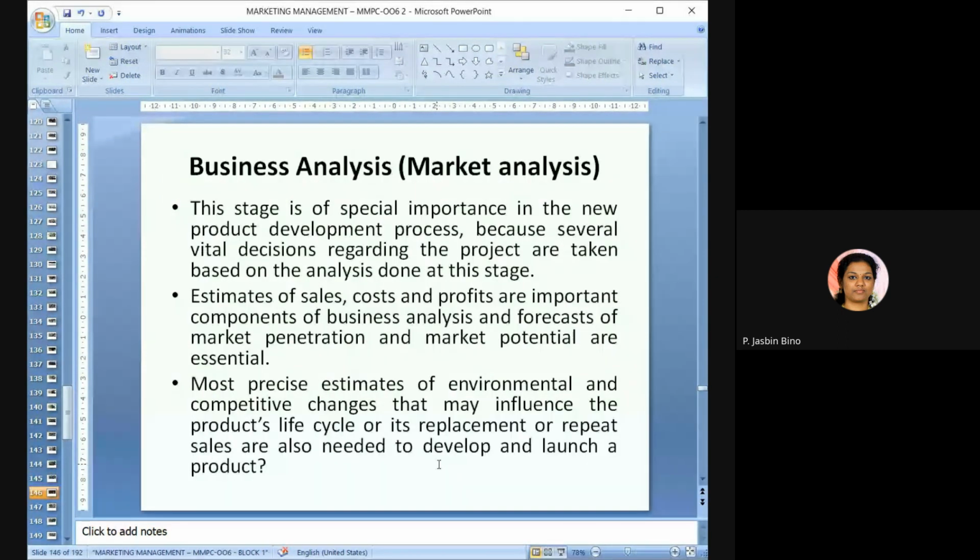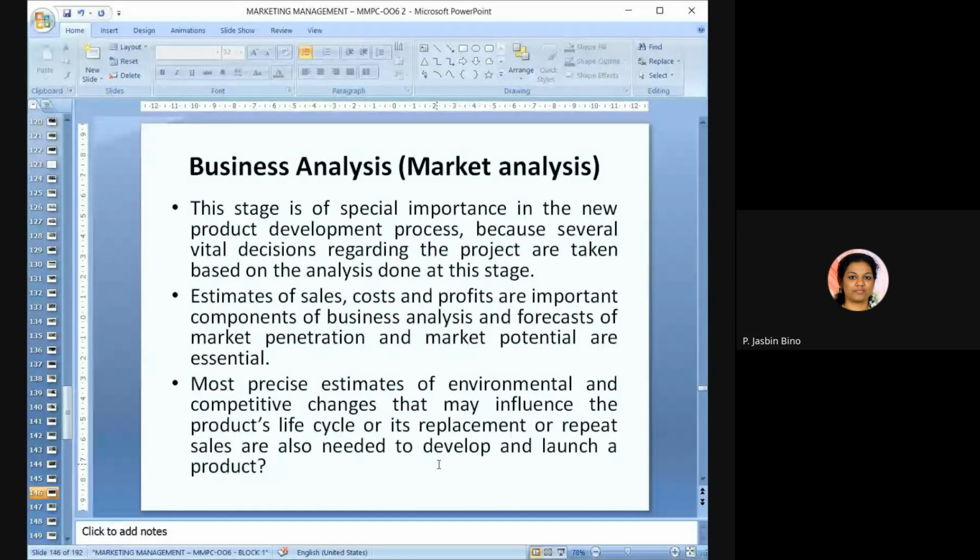and this stage is very important in the new product development process because important decisions regarding the product are normally taken in this stage, that is market analysis stage. So here the sales are estimated, cost and profit are estimated. So they are the main components in business analysis, and they focus on the market penetration and market potential. So they'll be forecasting the future, whether when we introduce this particular product in the market, will it penetrate into the market, will it be potential enough for the customers? These all things will be considered.